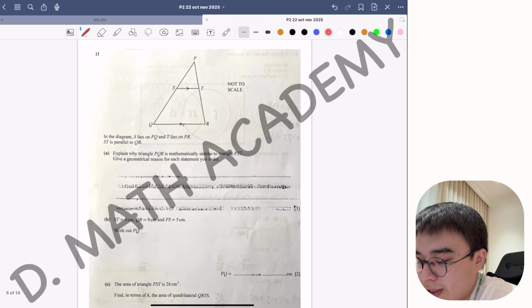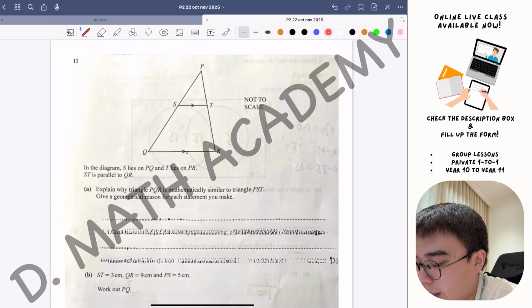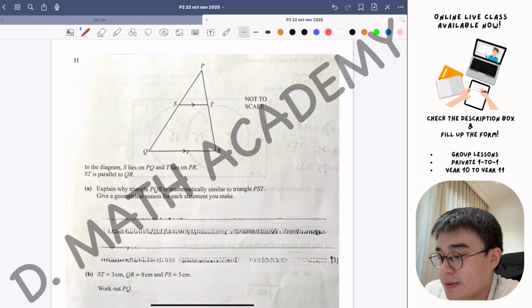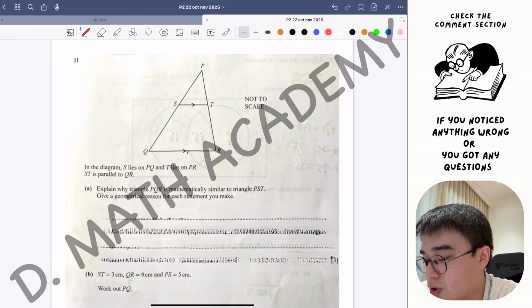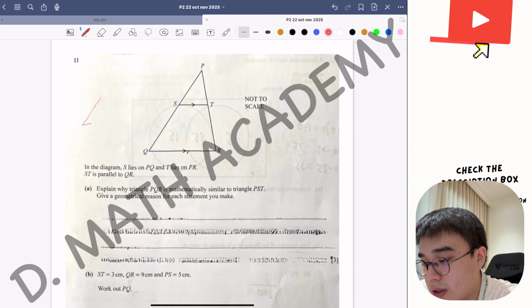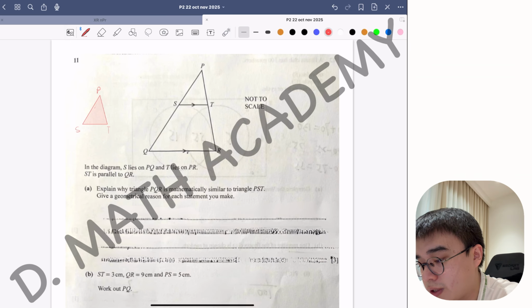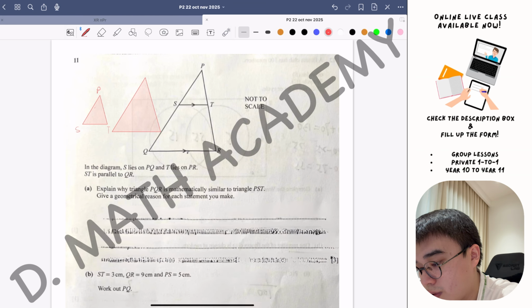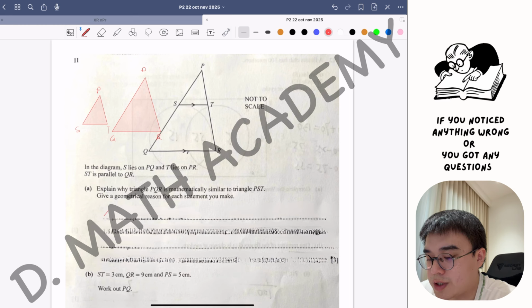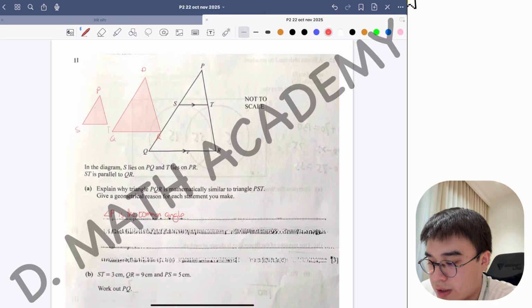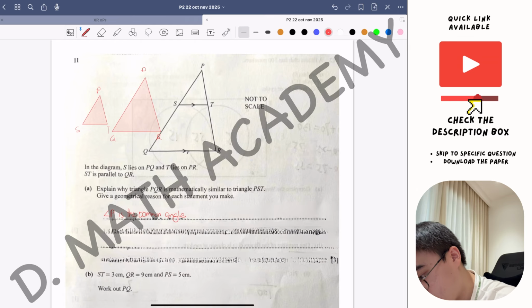Moving on to question 11. Explain why they are mathematically similar. The two triangles that they are referring to here are PST versus PQR. One thing that they both share in common, which I will mention, is that angle P is the common angle, shared between the two triangles.